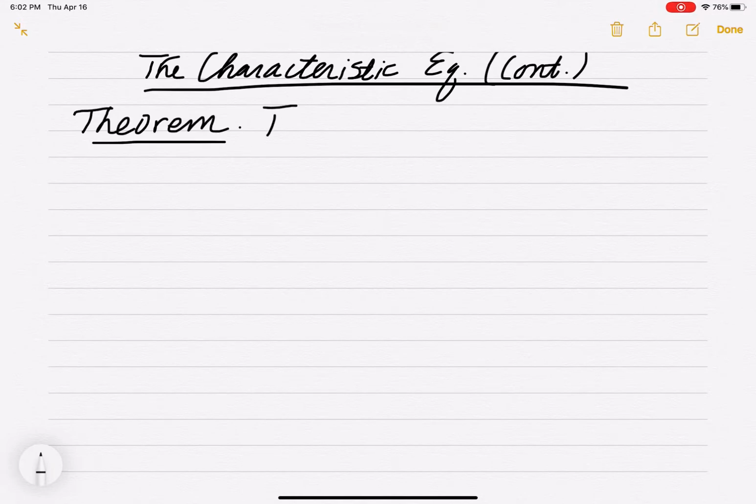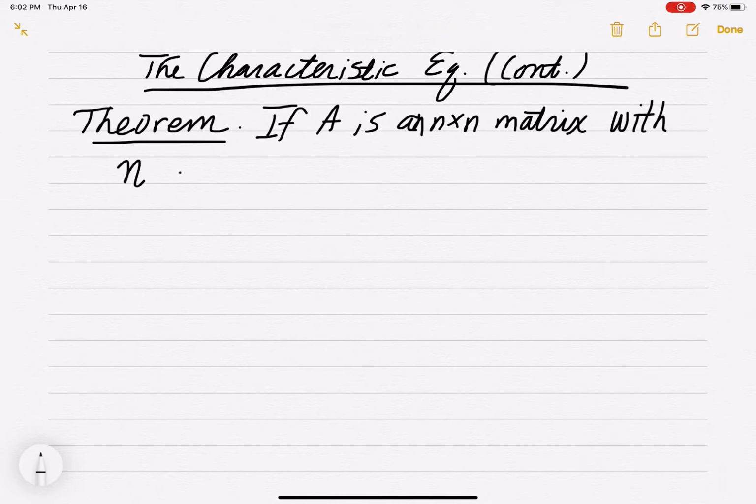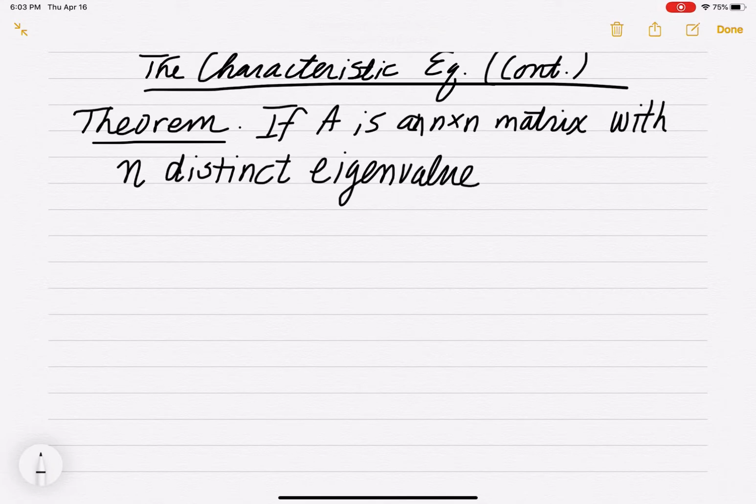Let's say you have an n by n matrix. If A is an n by n matrix with n distinct eigenvalues. So the maximum number of eigenvalues you can have is n. Let's say we have exactly n distinct eigenvalues. So no repeated eigenvalues of multiplicity 2 or multiplicity 3, but they all have multiplicity 1. So A is an n by n matrix with n different eigenvalues.